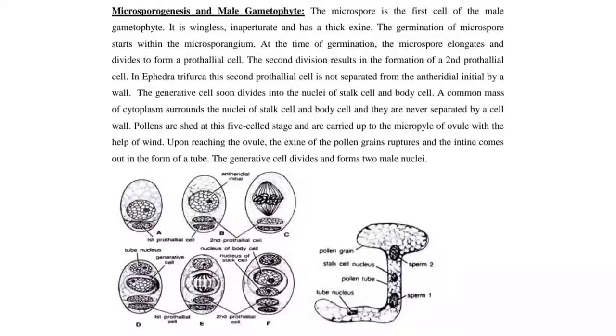Microsporogenesis and male gametophyte. The microspore is the first cell of the male gametophyte. It is wingless, inaperturate and has a thick exine. The germination of microspore starts within the microsporangium.